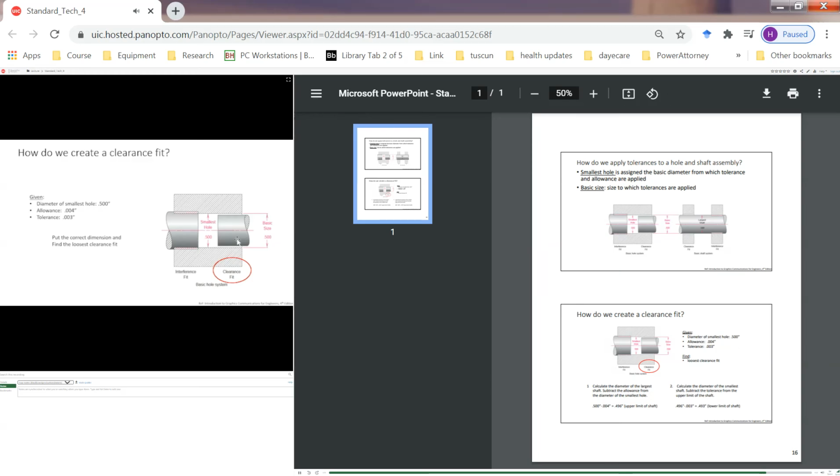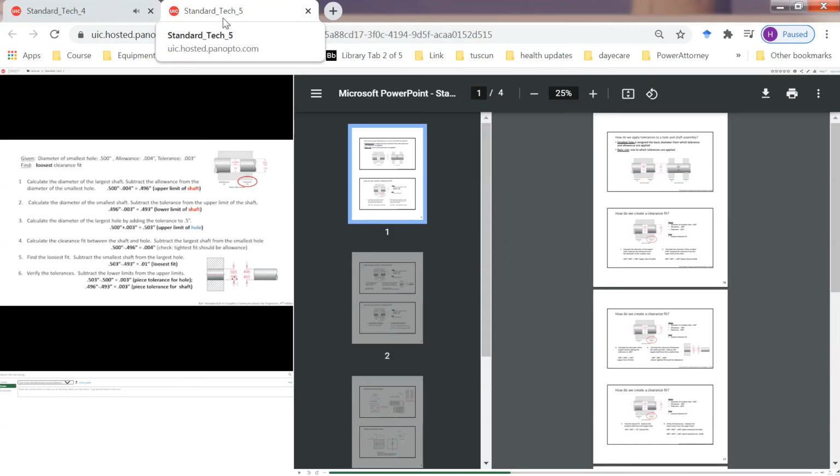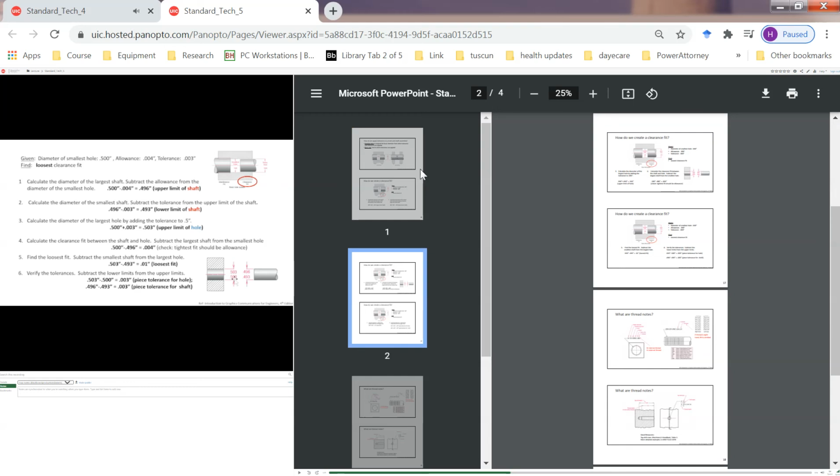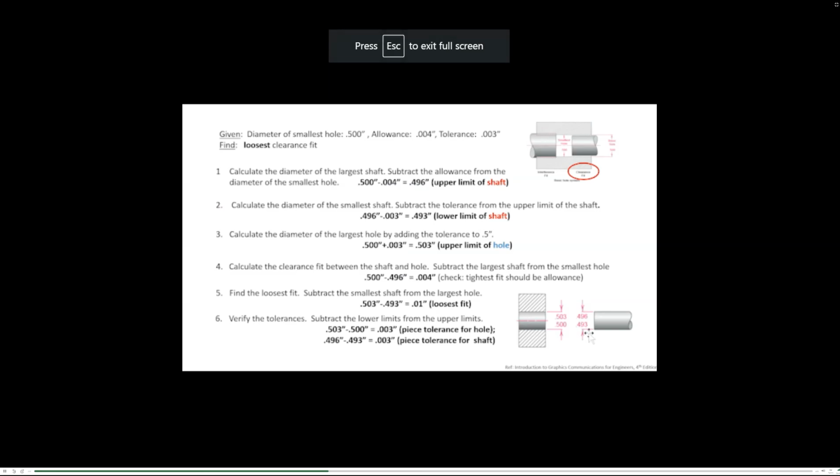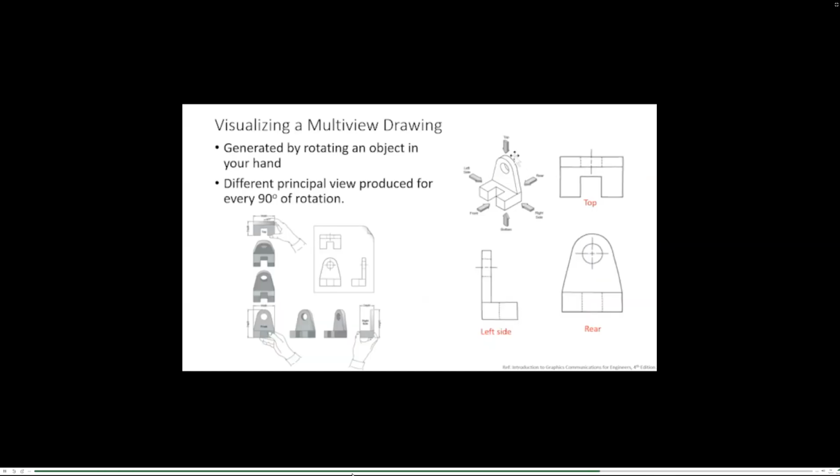Now once the problem is set up, the solution continues in another video, which is called standard_tech_5, and the handout discusses the solution point by point, and for the shaft the respective values would be 0.496. Pause it so that it doesn't interfere with my voice. And as you see, we discussed the solution in these pre-recorded videos that you can watch.